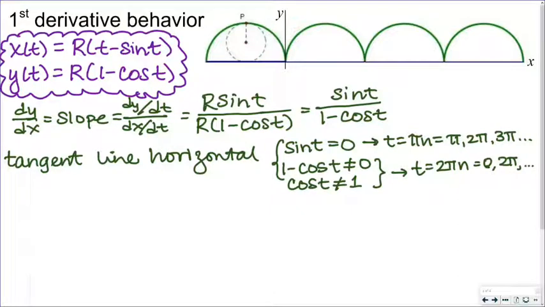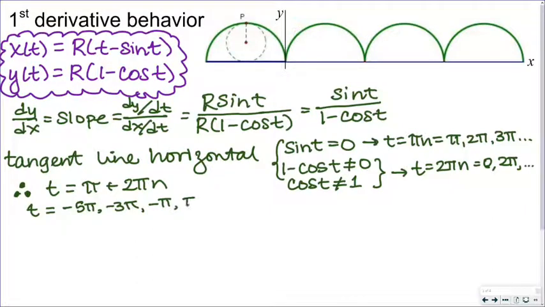So that means that the horizontal tangent lines occur when t is pi plus 2 pi n, or odd multiples of pi. So like negative 5 pi, negative 3 pi, and so on. Negative pi, pi, 3 pi. Okay, odd multiples of pi.